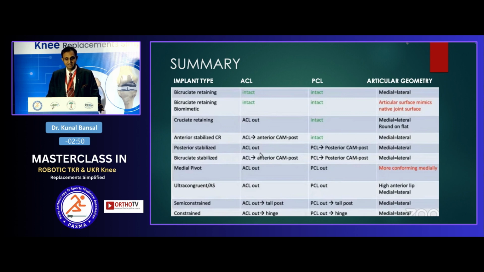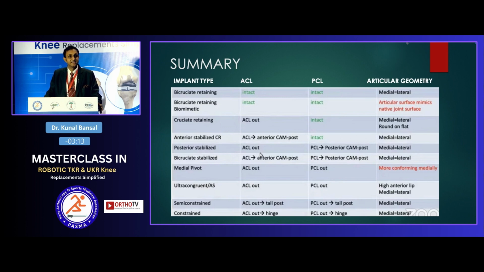To summarize, this is a summary of all the implants that I have just discussed. So the bicruciate retaining, the ACL, PCL are intact. Articular geometry, medial is equal to the lateral. Bicruciate retaining, biomimetic, both are intact. Articular surface mimics the natural joint surface. I say mimics, it is not 100% identical.